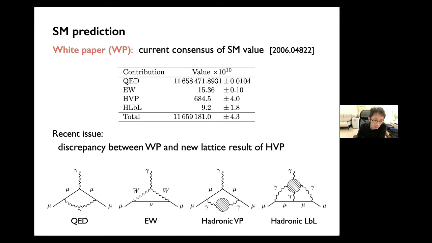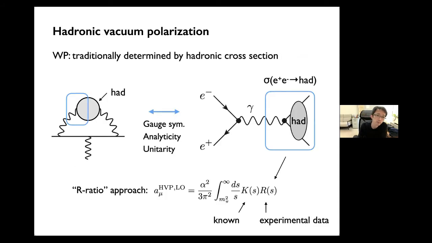Recently, one new issue has been raised by a new lattice result. I'm going to explain this new lattice result. But before that, let me first explain how the hadronic vacuum polarization has been determined, especially in the white paper. In the white paper, the hadronic vacuum polarization contribution has been determined by using the experimental data of the hadronic cross-section. This is a diagram of the hadronic vacuum polarization, and this part is unknown. We cannot calculate this part by hand. But by using gauge symmetry, analyticity, and unitarity, this unknown part can be related to the experimental data of e plus e minus to hadrons.